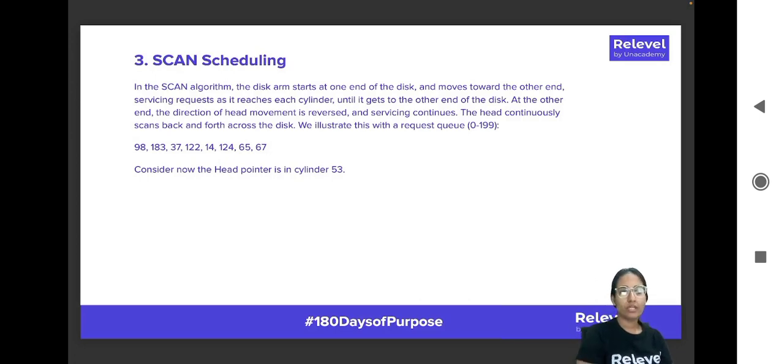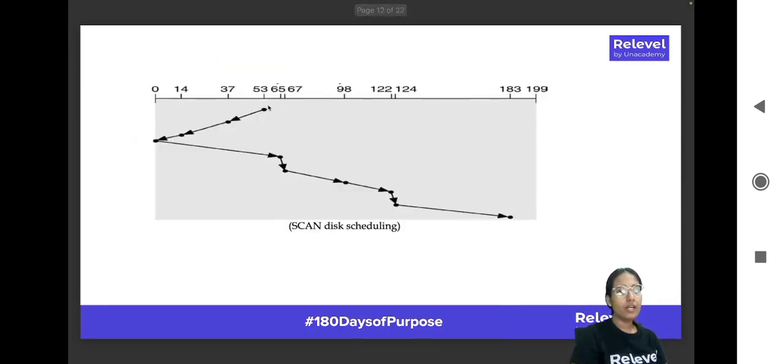So here let's say these are the requests 98, 183, 37, 122 and so on, and the head is at 53. Now let's say I first decide to move towards the left. So what are all the requests towards the left? 37, 14, 0. And then when I have reached one end, now I will start moving in the other direction. I will go to 65, 67, 98, 122, 124 and so on.